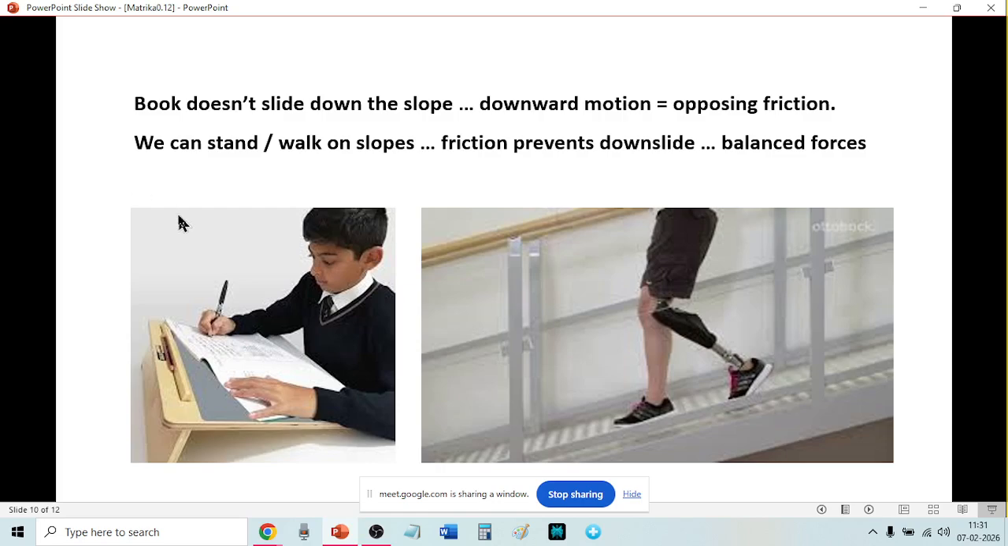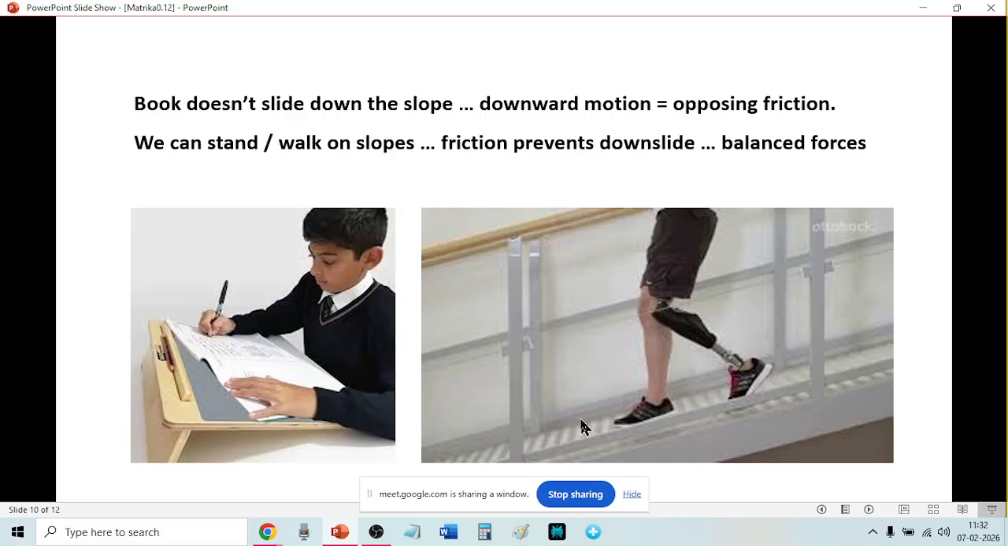So you can see the desk is sloping. The desk is not straight or horizontal. It is sloping, but the book does not slide down. The book should slide down, but it is not sliding down. Why? Opposing friction. The downward motion is equal to the opposing friction. Balanced forces, so the book does not move.